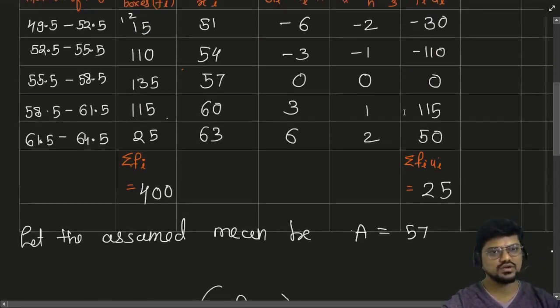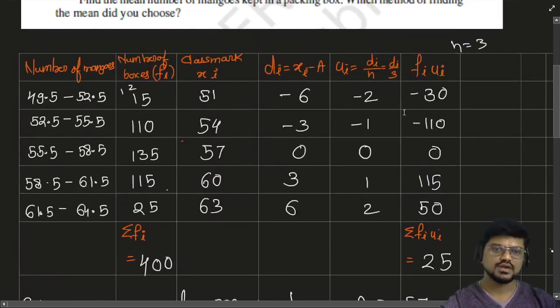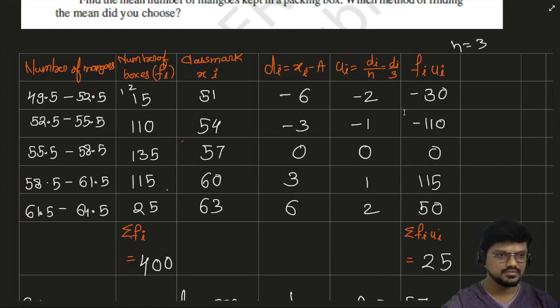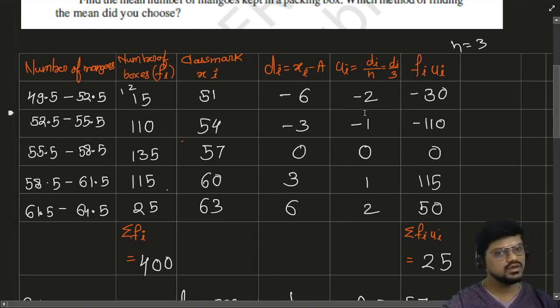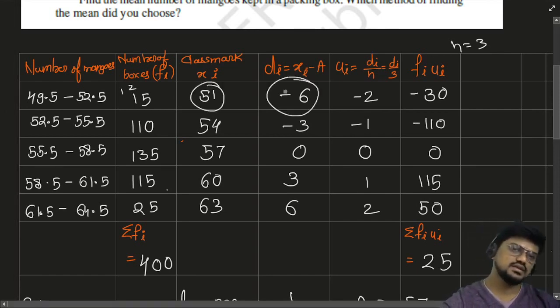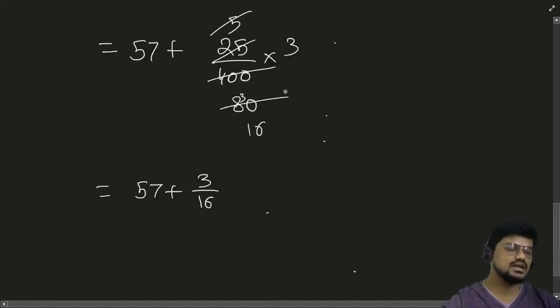We can do it with the shortcut method as well as the step deviation method as well as the direct method. I know why we are using step deviation, but I'm just asking, can we use shortcut also? Yes, you can use shortcut also, no problem. You can multiply this xi into di and use that. See what happens, ultimately it is the same only.